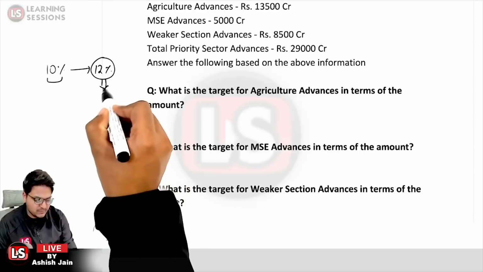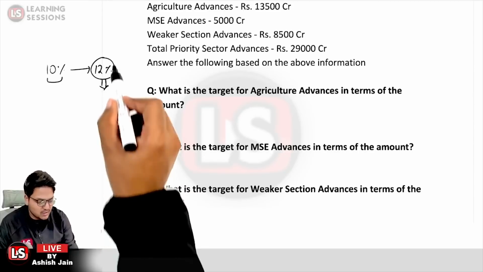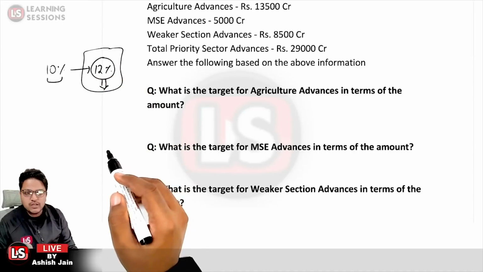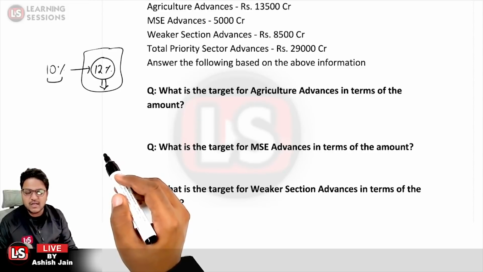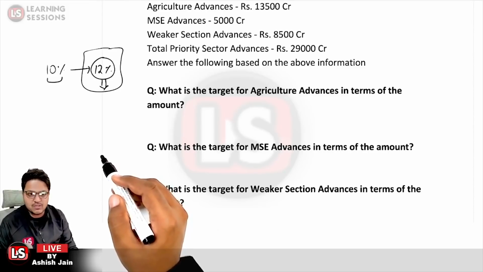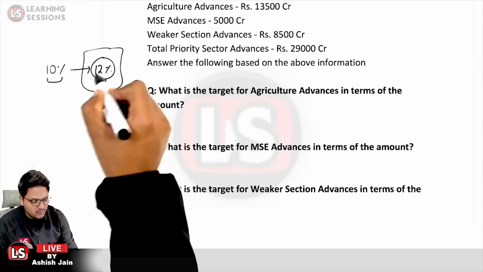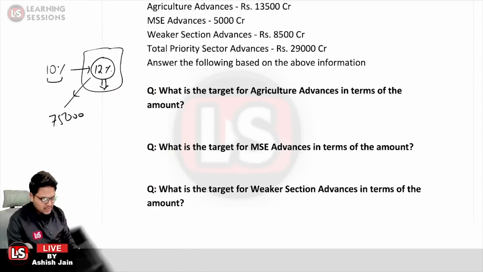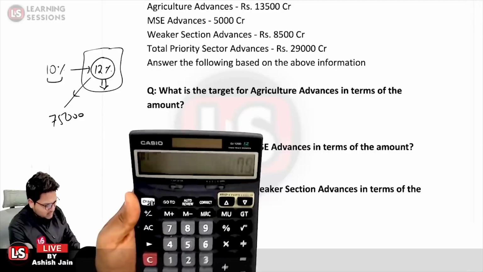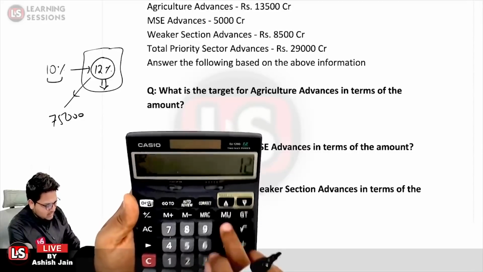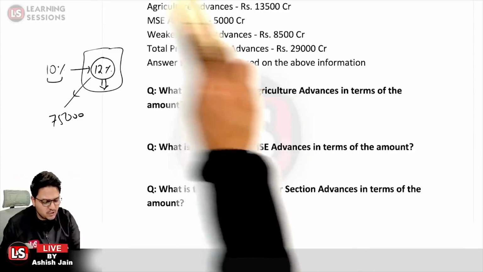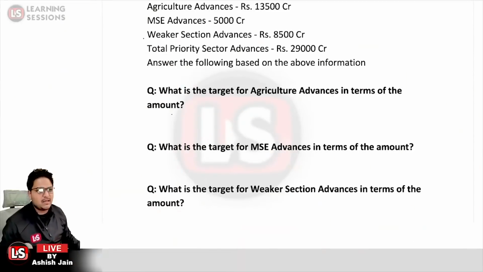But you will be considering it at 12% only. If some question is asked based upon the weaker section, you will be considering 12% only. And for the regional rural banks, what is the weaker section target? It is 15% for the regional rural banks. But we will be using 12% for the calculation purposes. So 12% of 75,000 crores, that is 75,000 crores multiplied by 12%, comes out to be 9,000 crores. So for question number 3, the answer will be 9,000 crores.